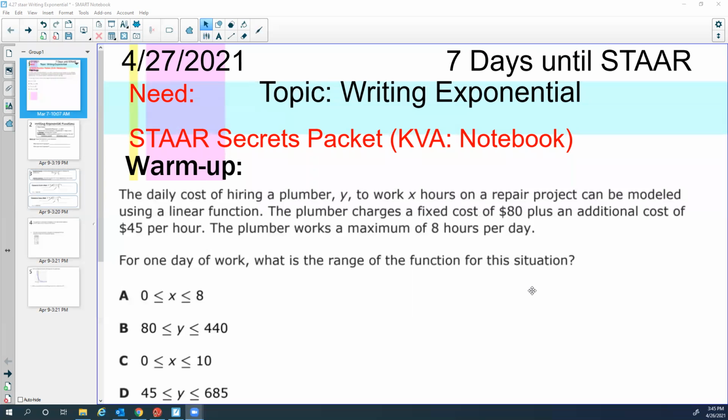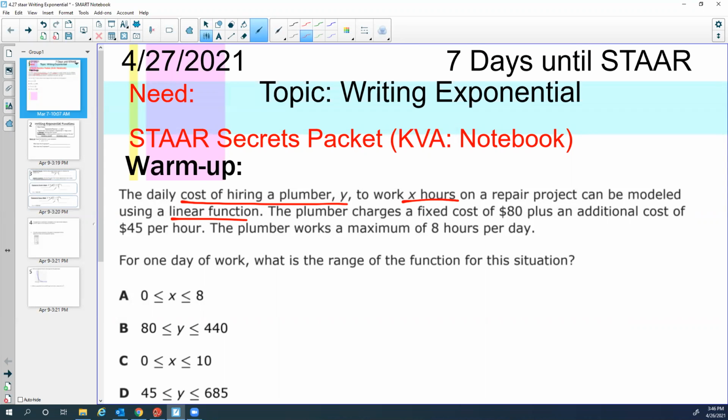All right, so for the warm-up, the daily cost of hiring a plumber, Y, to work X hours. They told us what X and Y are as of right now. We've got to finish reading this to see exactly what they want. A repair project can be modeled using a linear function. So we're talking about linear right now.